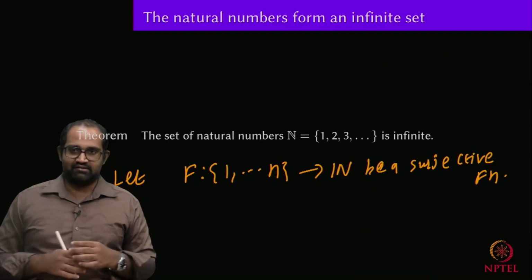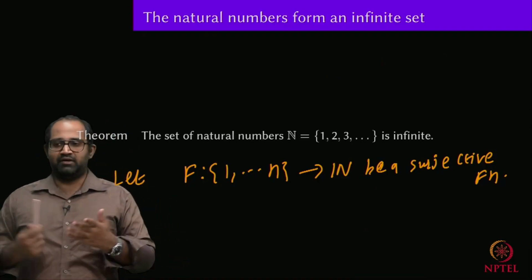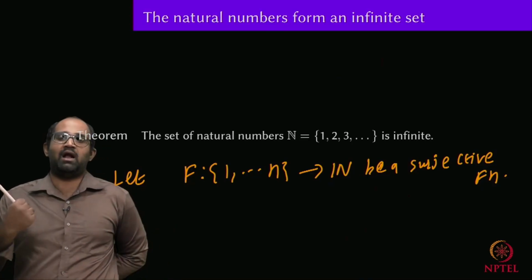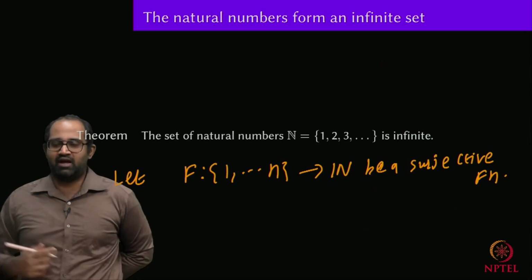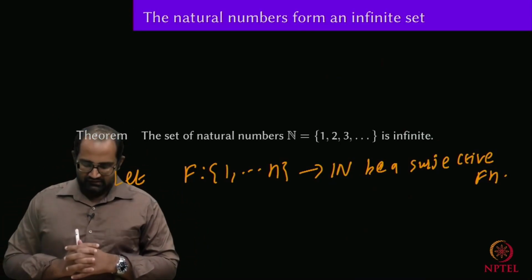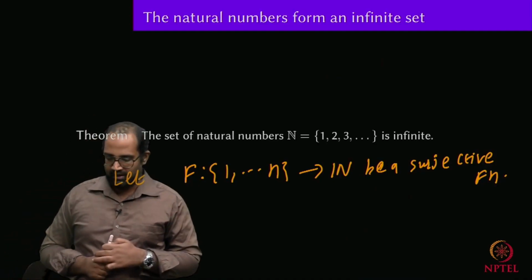So I mean, this is a completely obvious thing to say. I am to defeat my opponent in a boxing match. If I am so good that I can do it with one hand behind my back, why not? I can show off. Okay. So let's prove this. Suppose there is a surjective function f from 1 to n to natural numbers.